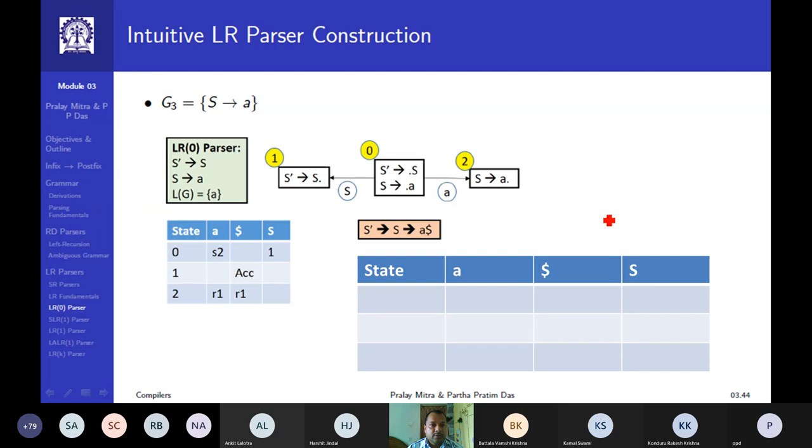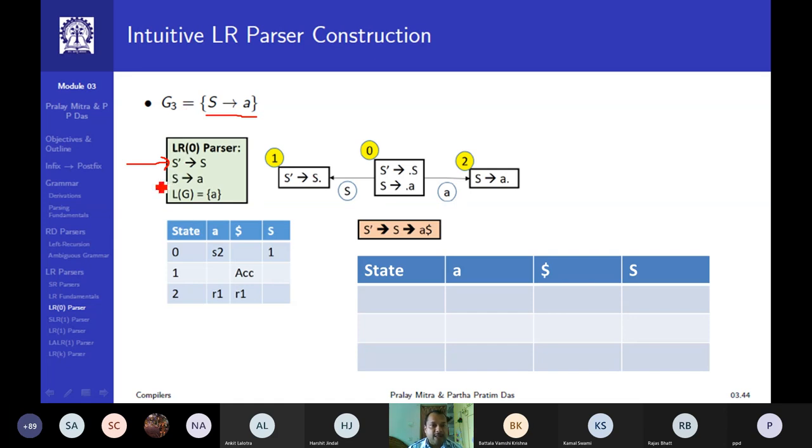Good. Now I augmented this grammar by having one extra production rule, like what I did last time. Now I am defining one new start symbol S prime, which derives S.